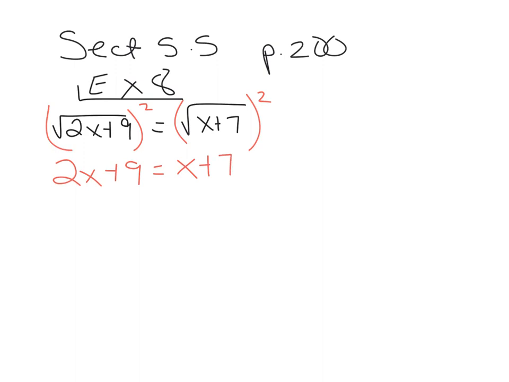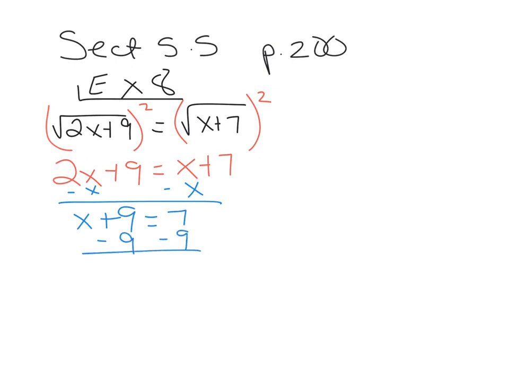At this level, you should know next what to do. You're left here with just a basic linear equation. You're going to put all the x's to the same side, all the constants on the other side using opposite operations. So subtract this x. We have x plus 9 equals 7. Subtract the 9. We have x equals -2.